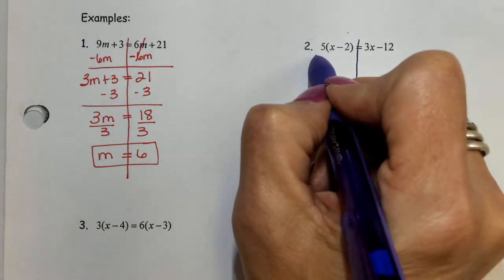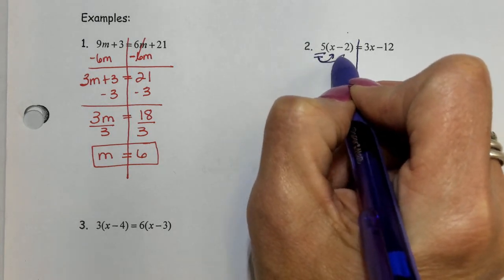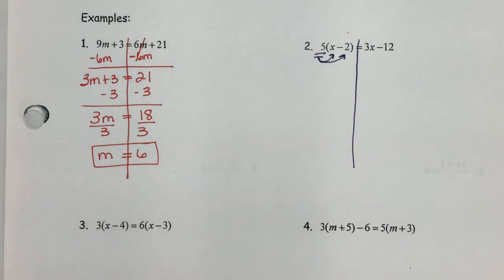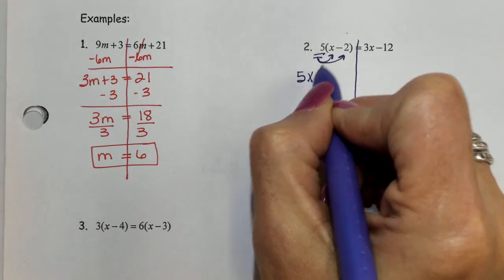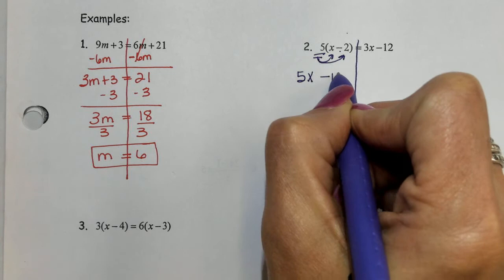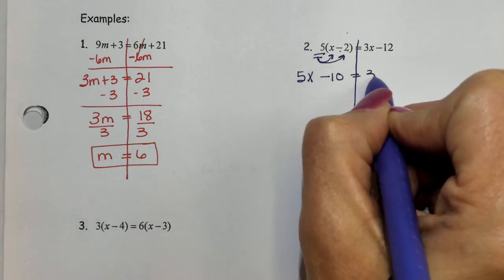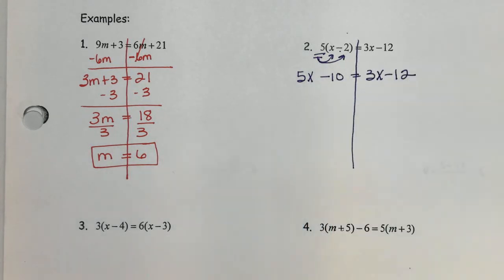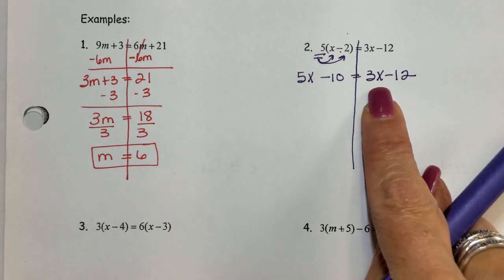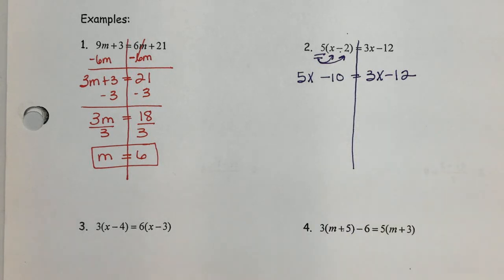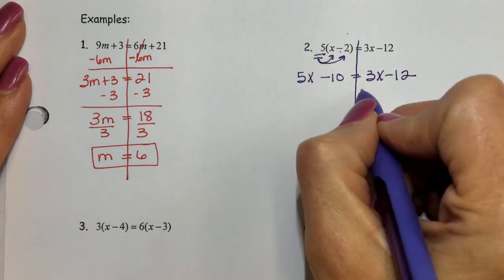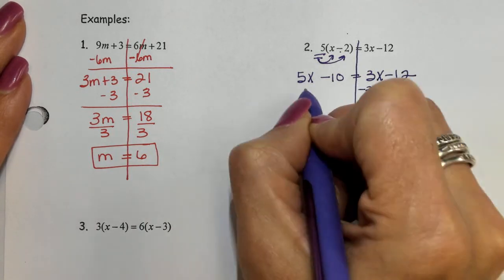and I need to distribute this 5 through before I start moving or combining anything. All right, so when I take 5 through, it's 5 times x is 5x. 5 times negative 2 is negative 10. There's nothing to do on this side, so it's just bringing those pieces down. I need to move my x terms to one side and my constants to the other. I have a tendency to move my x terms to the left, but you don't have to. You can move them right or left. My 3x, to move it over, I've got to subtract it over because it is a positive.